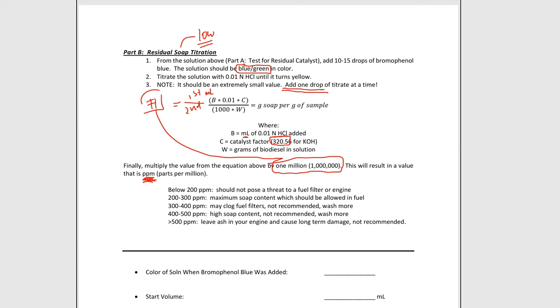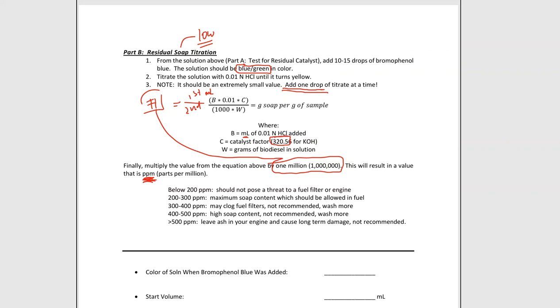Below 200 is great. 2 to 300 is minimal. So, you know, that's minimal to be approved to be used. 3 to 400, you're starting to see clog problems here. So that definitely has to be taken care of. 400 to 500, this has very high soap content. This is not recommended at all for any purpose. And then greater than 500, you might as well forget it. You might as well start all over.